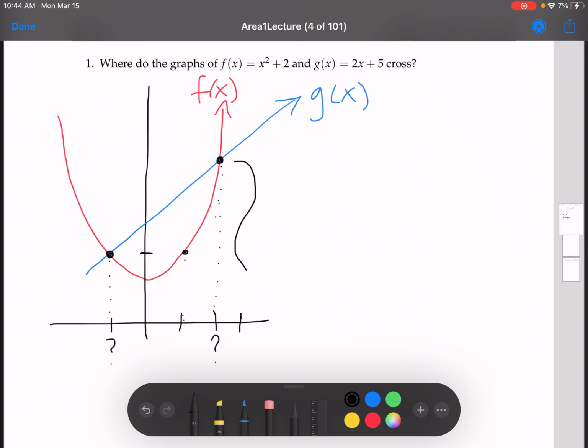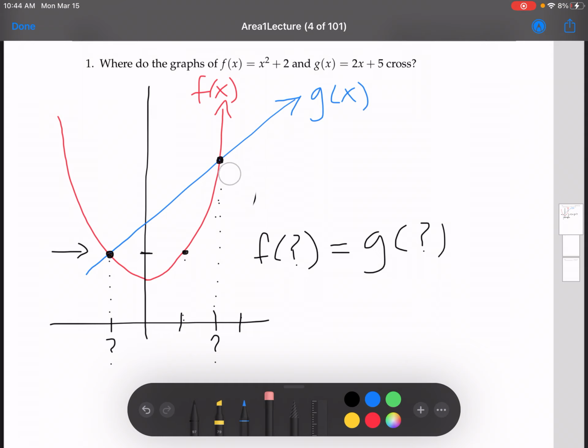Notice that we could think of this height here as f of question mark. Notice that is exactly g of question mark. And same thing over here, same thing for that right there. Of course, these question mark values are different numbers, but the concept is the same. So that's the concept. If you want to find where two graphs cross, you set them equal to each other and solve for x.